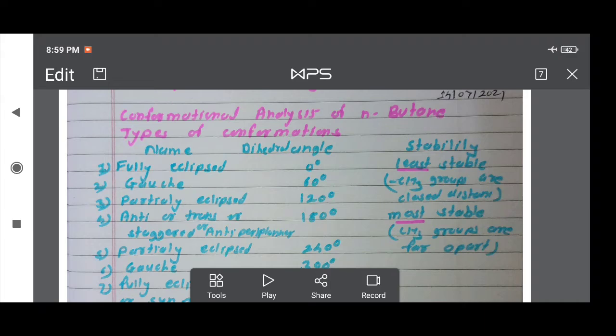Then fully eclipsed conformation is also called the syn periplanar, and anti or trans conformation is also called the anti periplanar conformation. Anti periplanar conformation is most stable, and syn periplanar conformation is the least stable. Then next one is the partially eclipsed. Dihedral angle is the 240 degree.